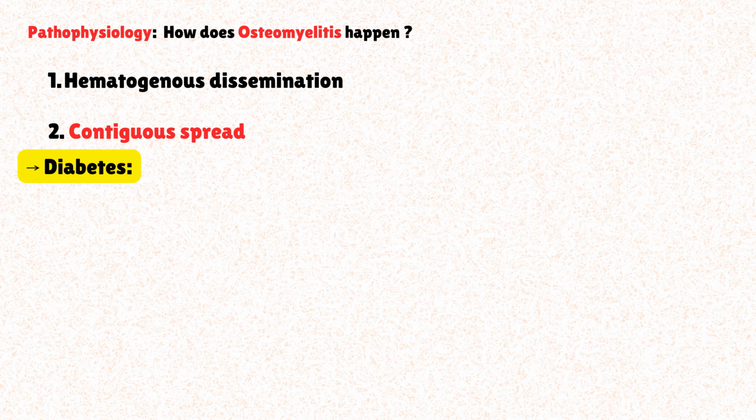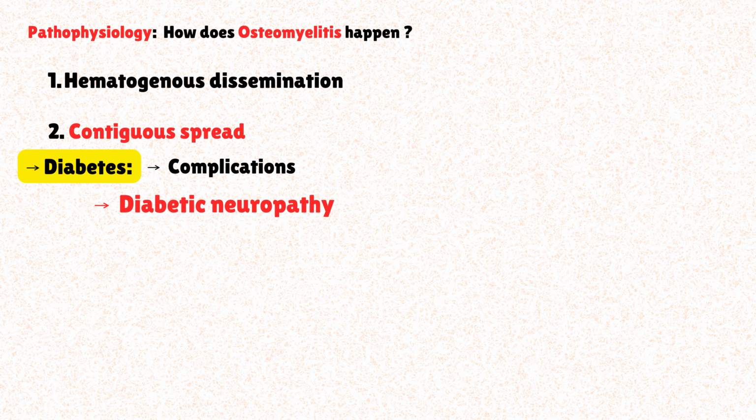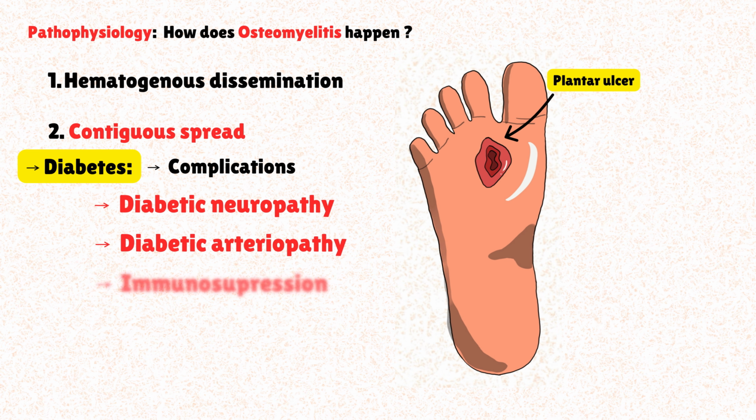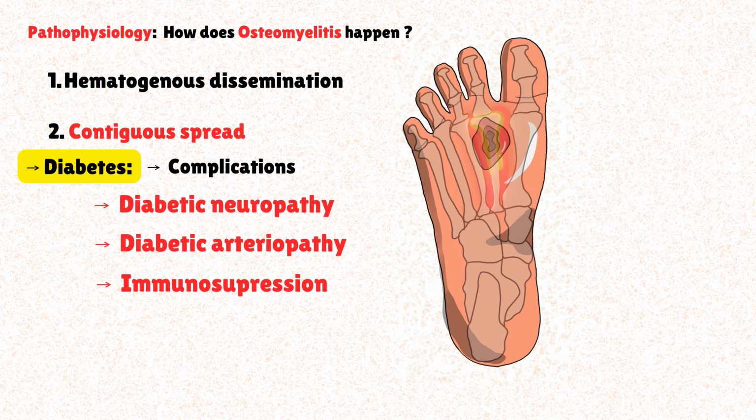Diabetic osteomyelitis is a severe bone infection that results from a specific sequence of diabetic complications. Diabetic neuropathy causes a loss of protective sensation, which allows minor foot trauma to go unnoticed. This often leads to a persistent plantar ulcer. Poor blood flow from peripheral arterial disease and a compromised immune system further impedes wound healing and allow bacteria to flourish. The infection then spreads by contiguous extension from the ulcer's soft tissue directly into the adjacent bone.